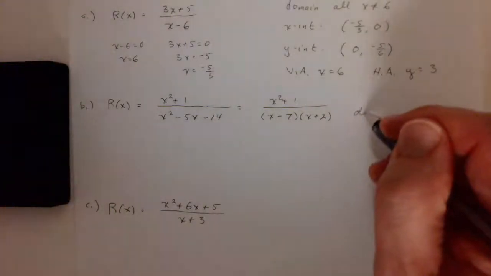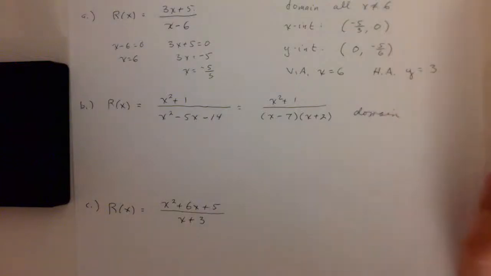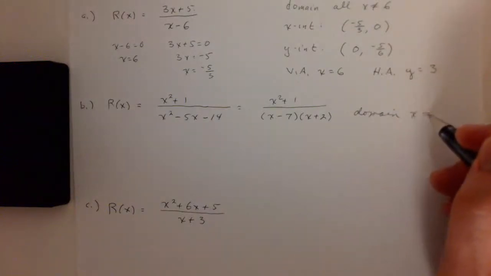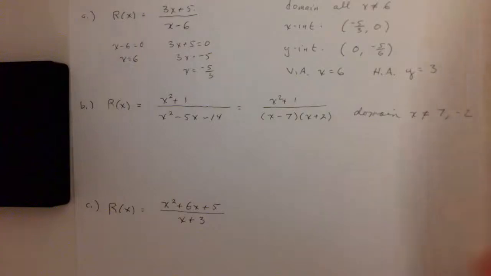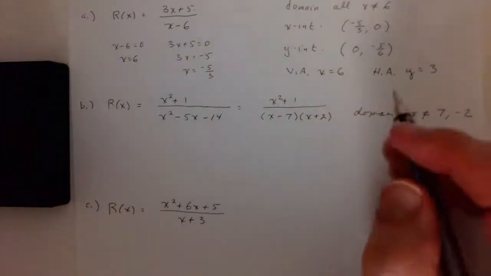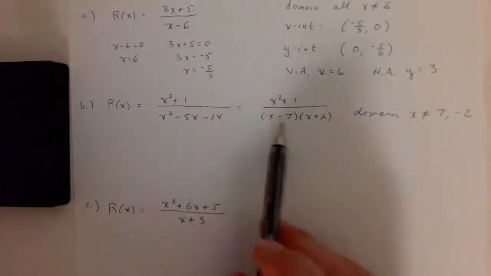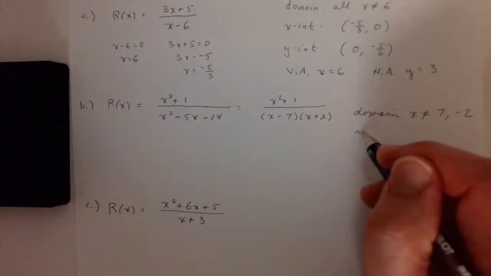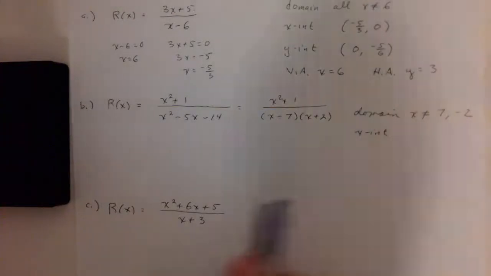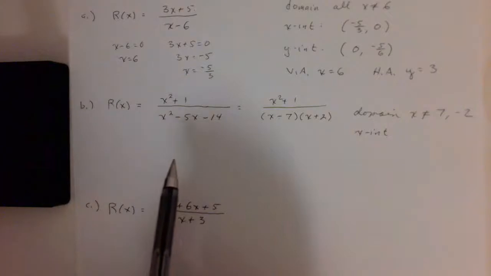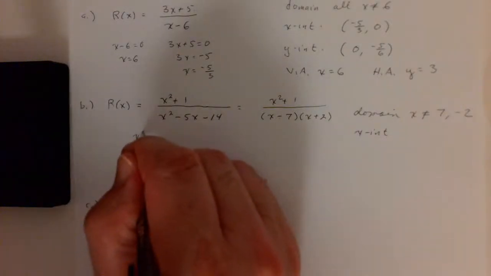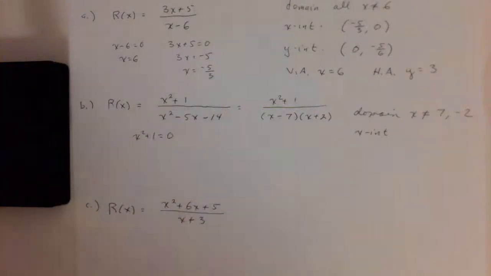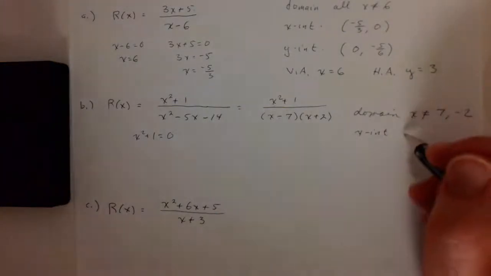So the domain is all x not equal to 7 or negative 2. That's just setting each of these terms equal to 0. By the way, we can see that this is in lowest terms. Nothing cancels. So the x-intercepts, well, where the numerator is equal to 0? If we try to set x squared plus 1 equal to 0, there's no real solution, right? Because we're only dealing with real numbers. So there are no x-intercepts.